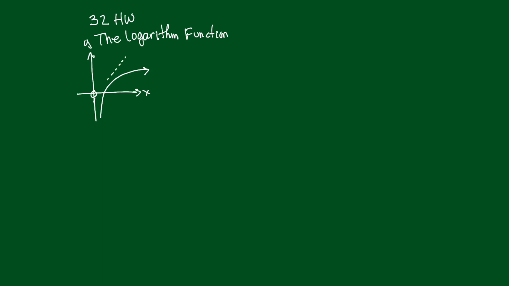The exponential function that we looked at in the last section is this inverse and looks like this. So exponential growth is very quick growth. Logarithmic growth is slower growth.